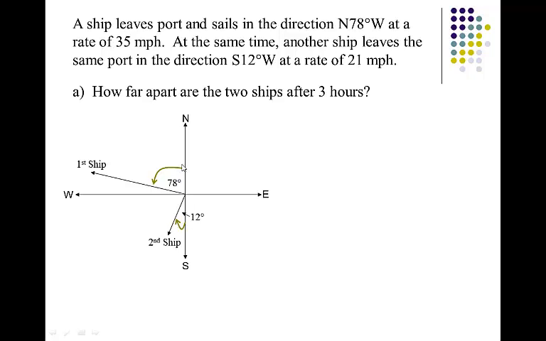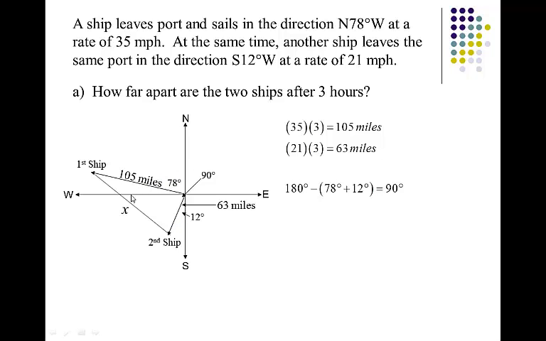And so the first ship was north 78 to the west. The second ship was south 12 degrees to the west. And so I kind of put those in there. And again, I made that first line longer than the second line because I was kind of looking ahead here. And so that makes a triangle. And we want to know how far apart the two ships are after 3 hours.